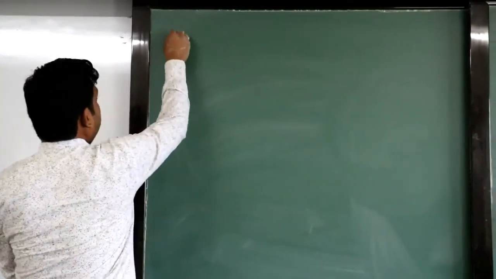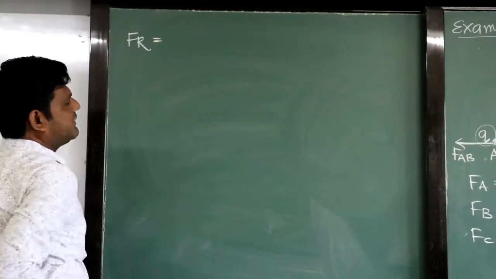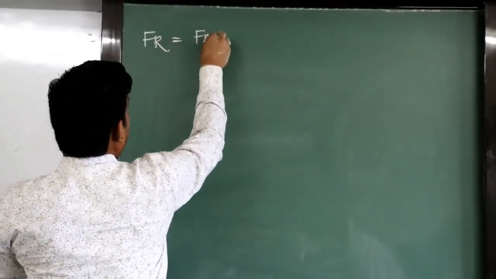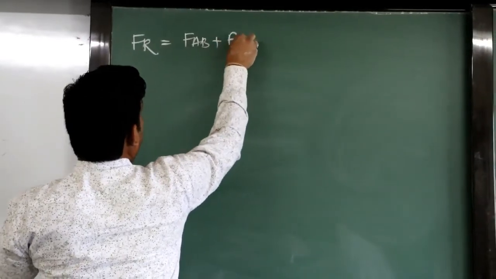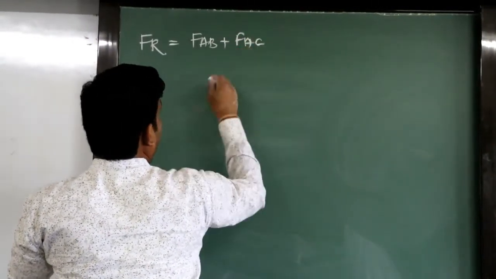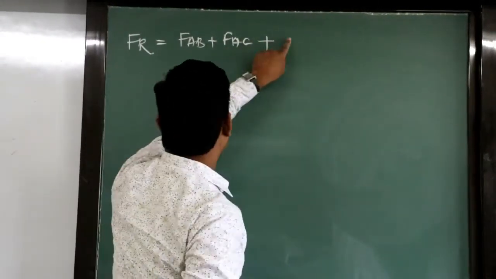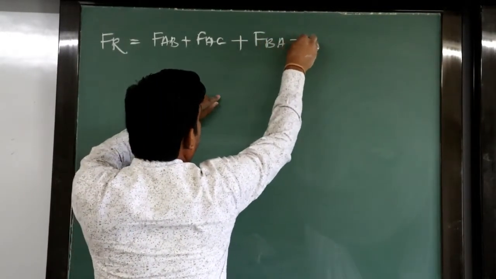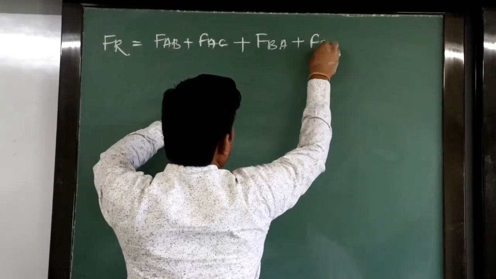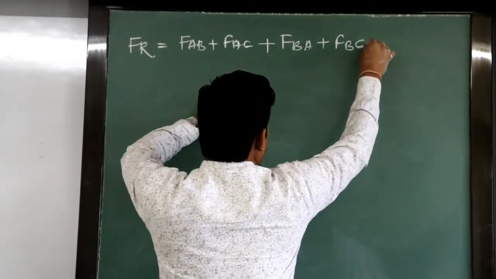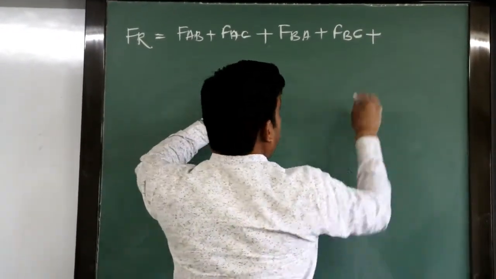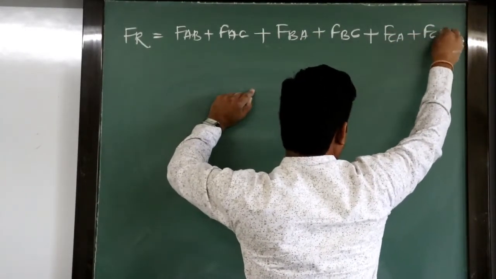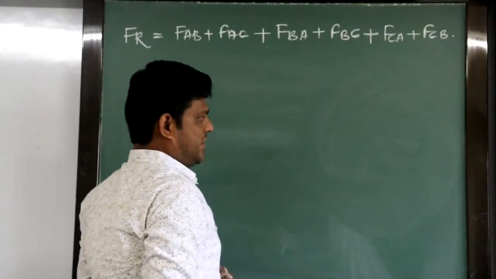So the net force, F_R, equals the force acting on A, which is the force on A due to B plus the force on A due to C. What is the force acting on B? The force acting on B due to A plus the force acting on B due to C. What is the force acting on the C charge? The force acting on C due to A plus the force acting on C due to B, right?